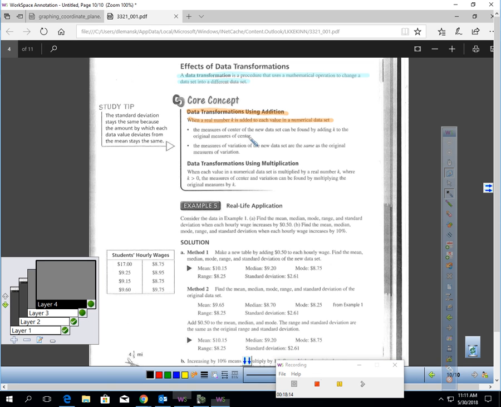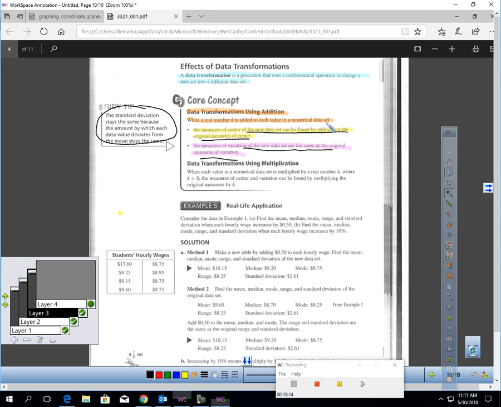So let's talk about data transformations using addition. When a real number k is added to each value in a numeric data set, two things will happen. The measures of center of the new data can be found by adding k to the original measures of center. And the measures of variation, however, will stay the same. Okay? The standard deviation won't change. They'll still deviate the same from the mean.